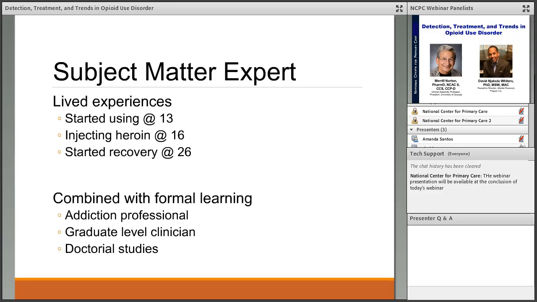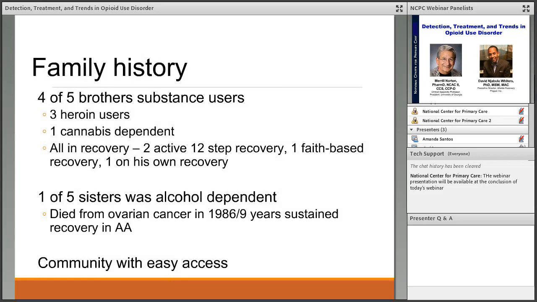I've been able to combine my lived experience with formal education. I have a GED. I have an associate's degree in mental health and social work. I have an undergraduate degree in general studies. I have a graduate degree from the University of Michigan in social work, and I have a PhD from the University of Georgia in social work. So I've been able to take my lived experiences and combine them with formal learning. To me, that is what now makes me a subject matter expert on all things addiction and all things addiction recovery.